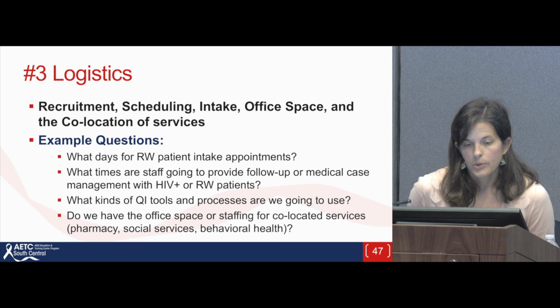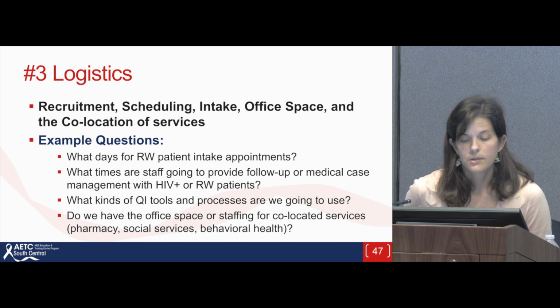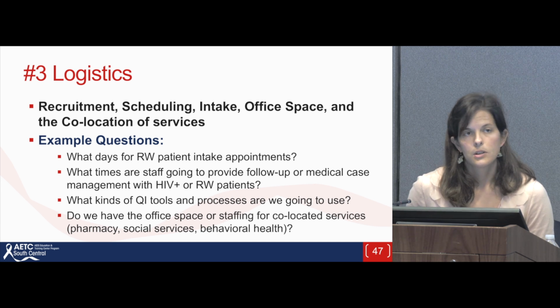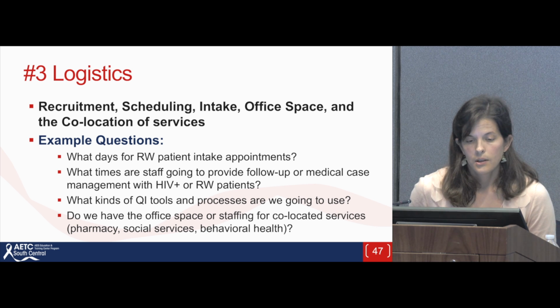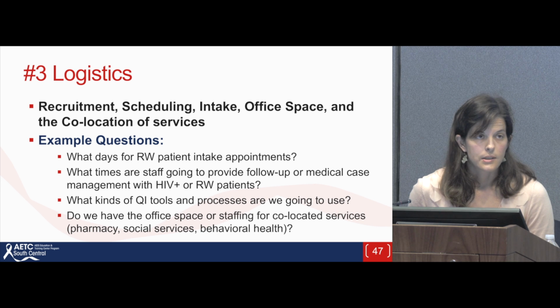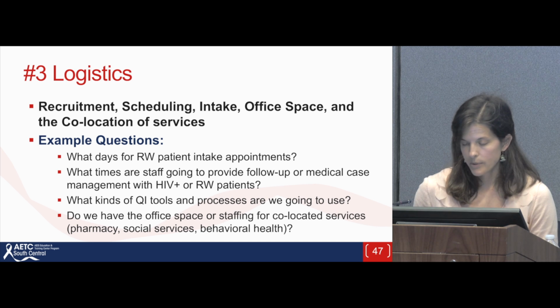And then another question would be, do we have the office space or the staffing to co-locate services? So Beaumont Baptist Hospital was really lucky. They have a pharmacy on site. They also have a social worker. But another consideration would be, do you have behavioral staff that can provide counseling? Do you have someone that can prescribe medicine? Do you have somewhere that patients can go and pick up their medicine that's really close by? Because remember, anytime there's a gap in service or patients have to travel, you could have fragmentation of care.